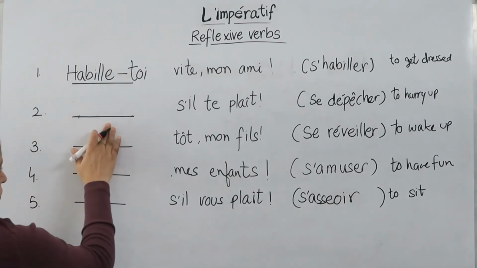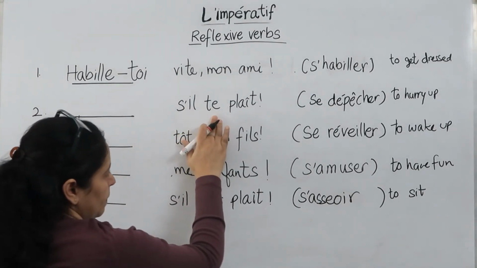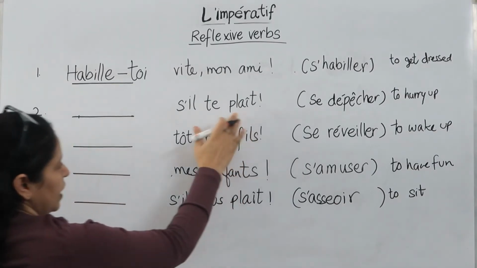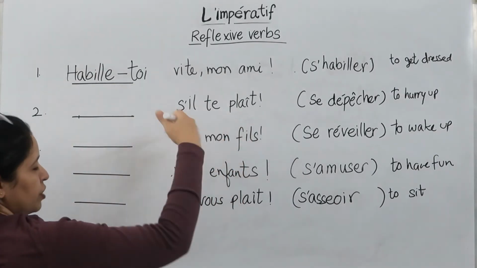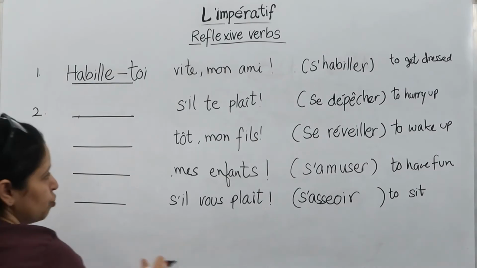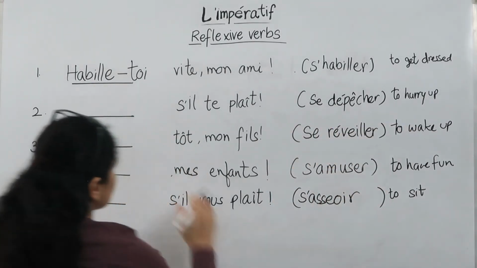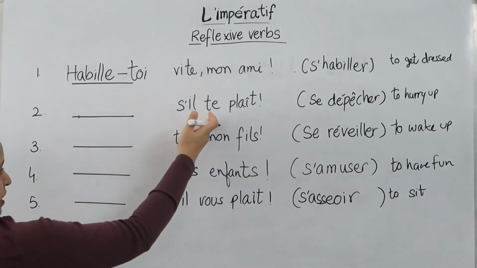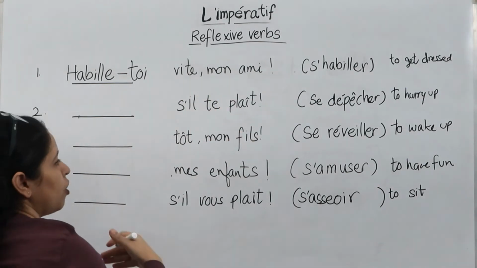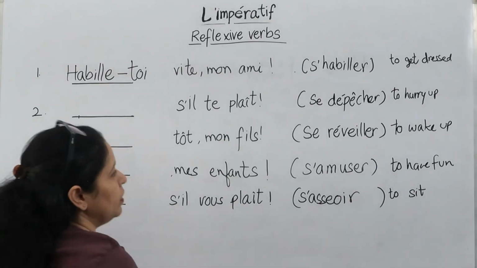Second one is dash s'il te plaît. S'il te plaît is please. Again, this te is indicating we are talking to the second person informal, means the tu case. The verb is se dépêcher, which means to hurry up. So, hurry up please. Again, I am saying this to maybe someone who is younger to me or someone of my age with whom I am informal.